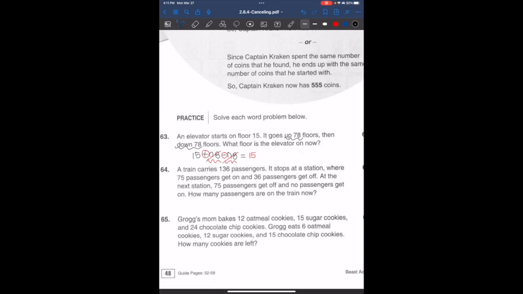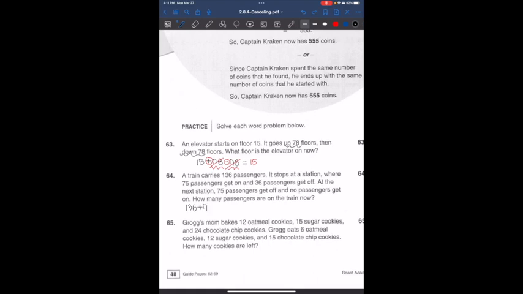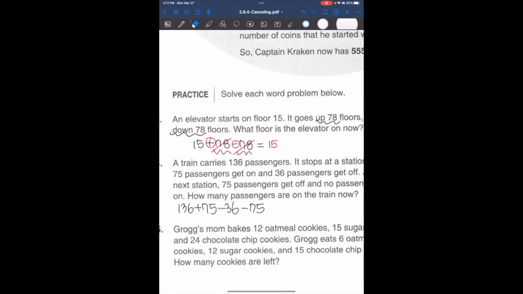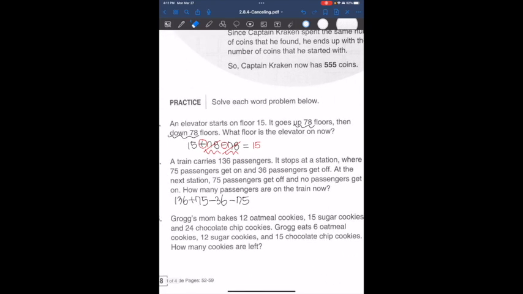So a train carries 136 passengers. And then 75 passengers get on, right? So they ride the train, so we add. And then 36 passengers get off, meaning that they're no longer on the train, so we subtract. Now at the next station, 75 passengers get off. We subtract, and no passengers get on. So the situation can just stop here because no passengers get on. And so how many passengers are on the train now?